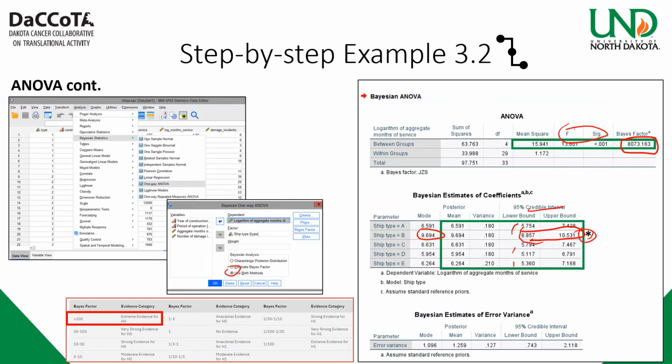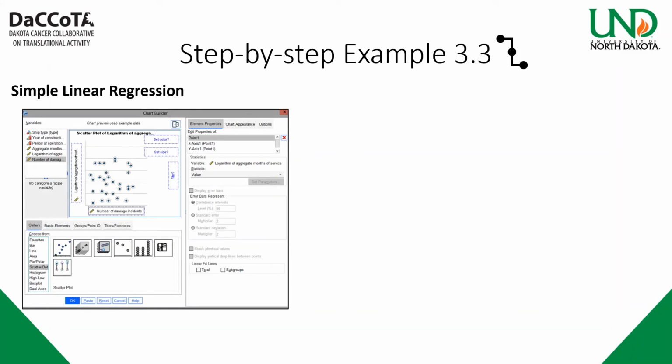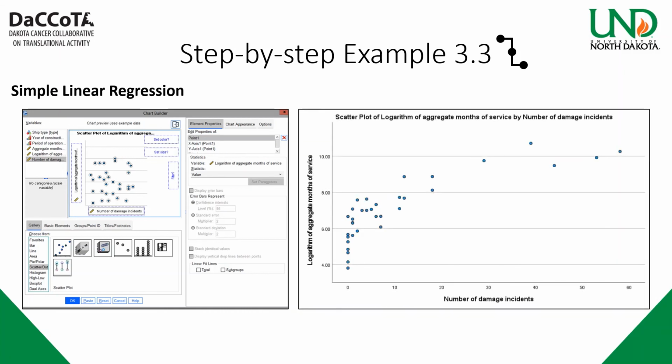All right, with simple linear regression, if we want to plot this, now let's look at the number of aggregate months, but then our X variable is going to be number of damage incidents. So we'll have that on this plot here. We look here, and what we think is, yeah, as the number of damage incidents goes up, this probably helps predict how many months of service it's going to be, unsurprisingly.